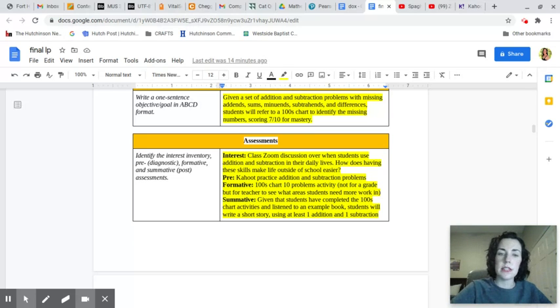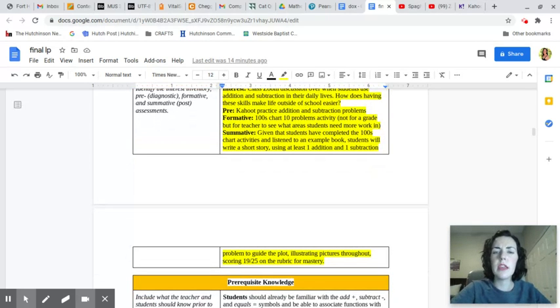The summative assessment, however, and I wrote a separate objective for this one because this covers the writing standard. So given that students have completed the hundreds chart activities and listened to an example book, students will write a short story using at least one addition and one subtraction problem to guide the plot, illustrating pictures throughout, scoring 19 out of 25 on the rubric for mastery, so 75% or higher.